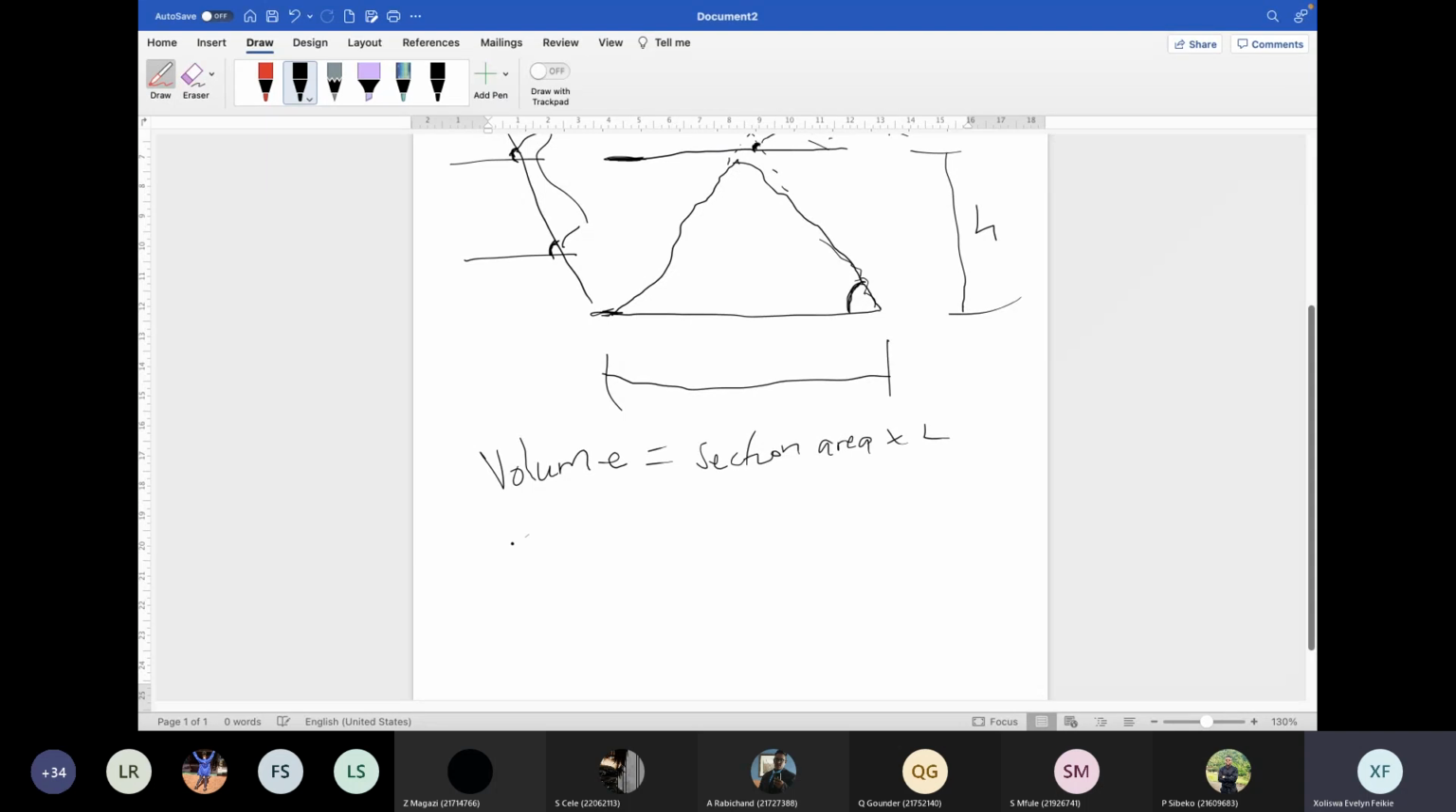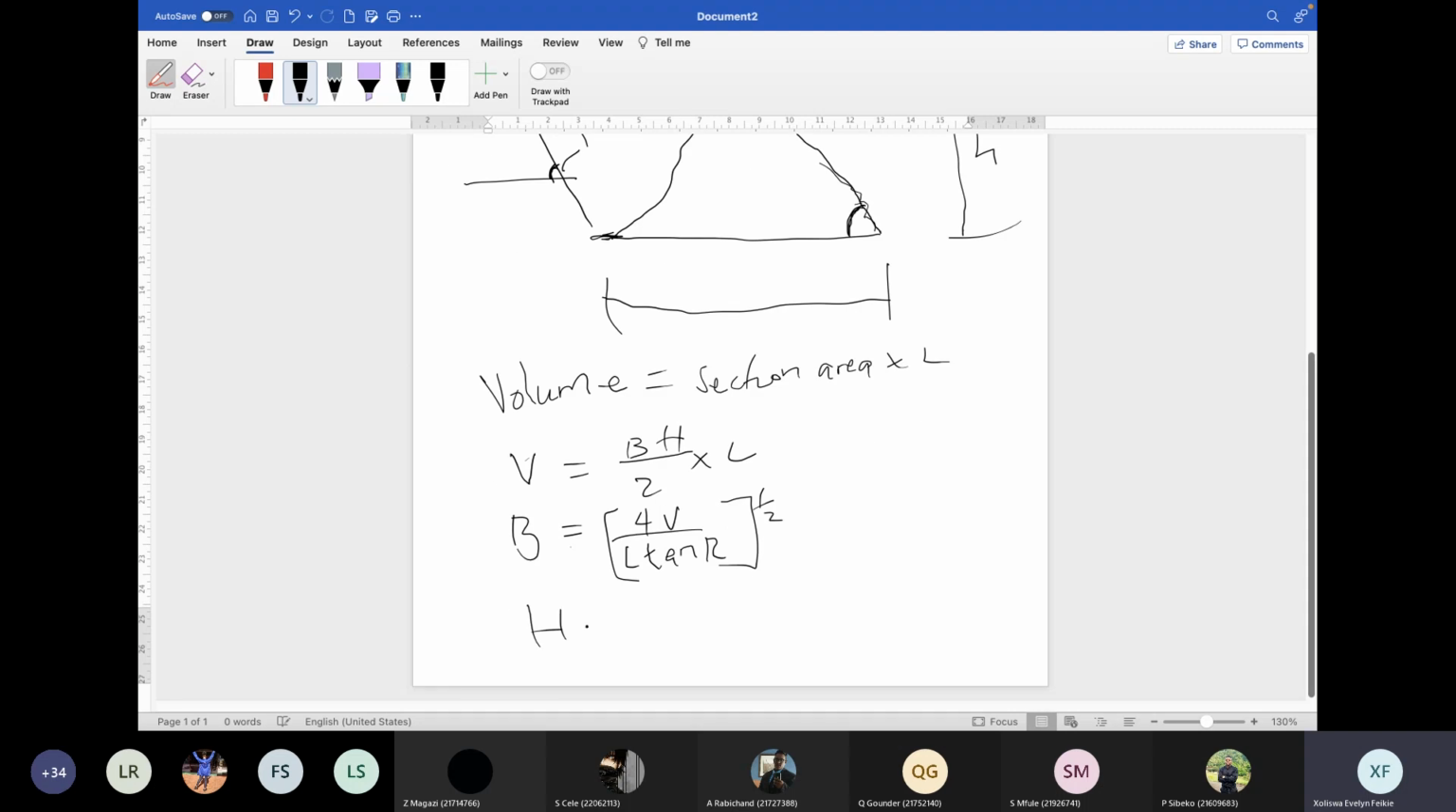And then altogether, they tell you in terms of V, they say breadth times height over 2 times L. And then to get the value of B, you will have 4V over L times tan R, R being the angle of repose, all to the power of half. And then you'll have the value of H. How do you determine the value of H? They say this is B tan R over 2. Right, so this is the information that they gave you.